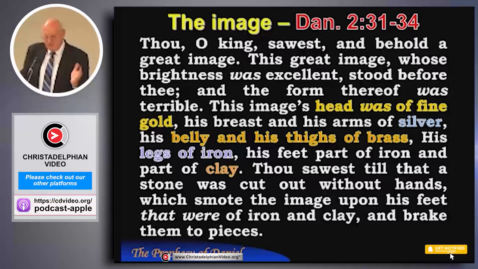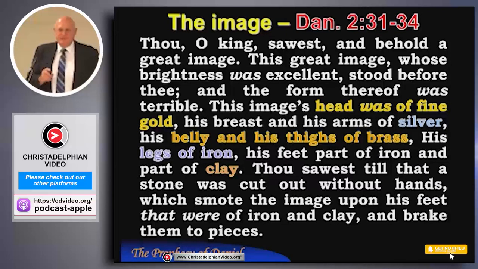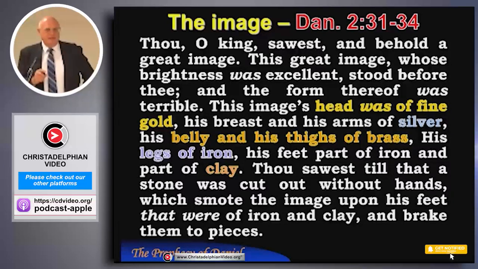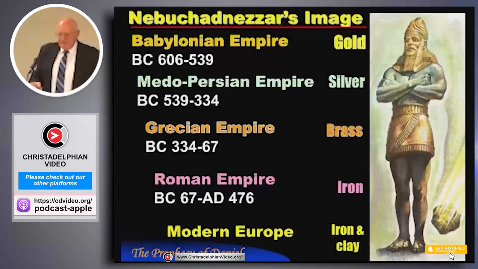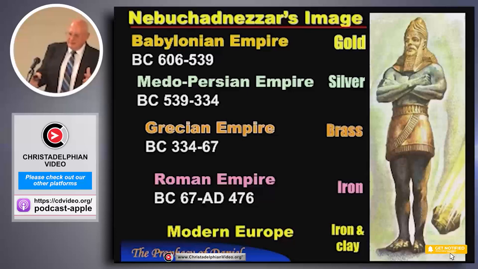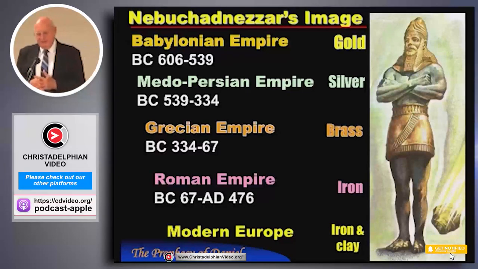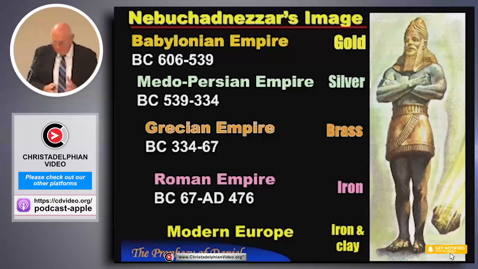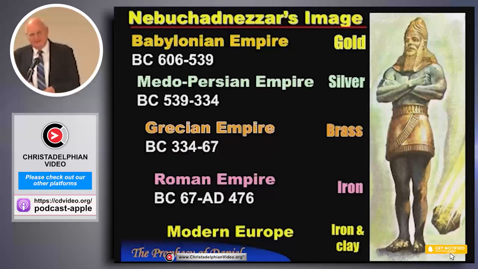It goes on to say, which smote the image upon his feet that were of iron and clay and brake them to pieces. And of course, what that really means is that we need to understand pretty well what those feet represent and whether or not they exist today. And we're going to talk about that in a moment. So let's just have a look at what Daniel is saying to Nebuchadnezzar. He is telling him what is going to come to pass hereafter.